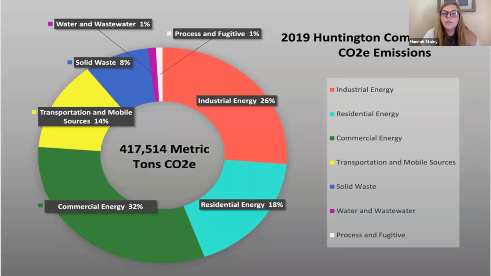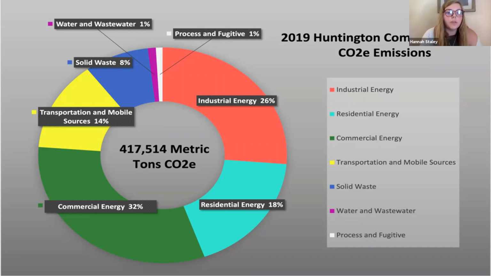So from the inventory, I was able to determine that in 2019, Huntington's greenhouse gas emissions were about 417,000 metric tons within that calendar year. And that is, again, the community-wide CO2 equivalent emissions. And just a reminder, CO2 equivalent includes carbon dioxide, nitrous oxide, and methane gases. We did just focus on those three as they are the most prominent greenhouse gases contributing to climate change.